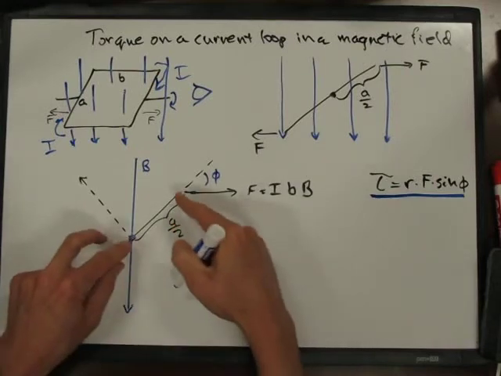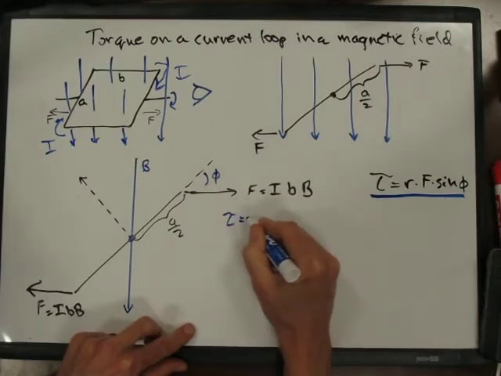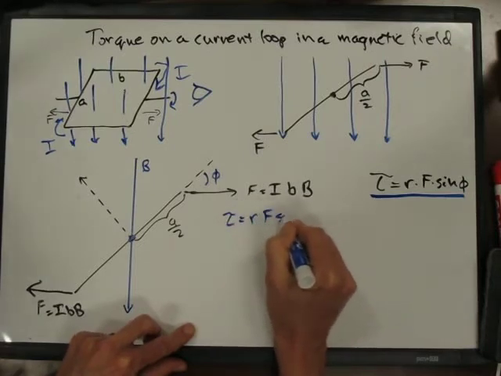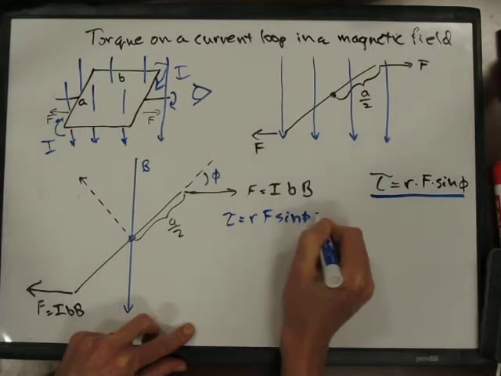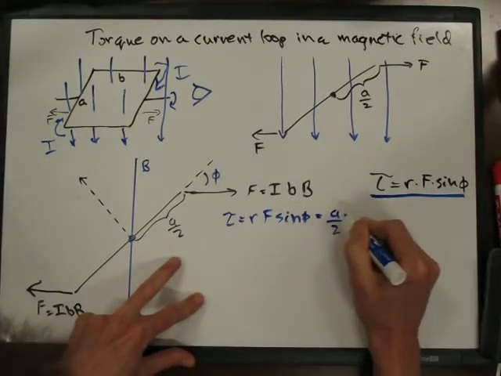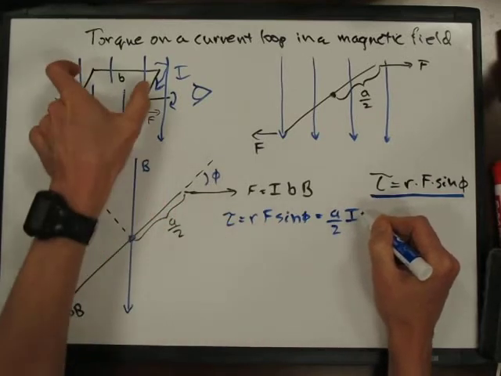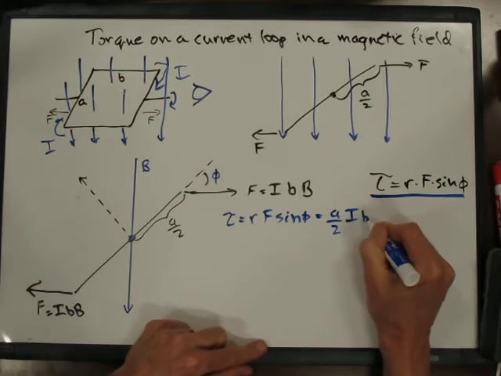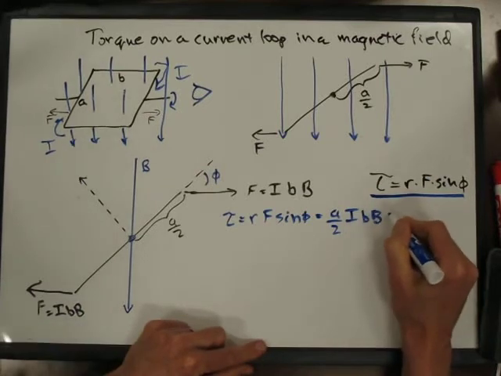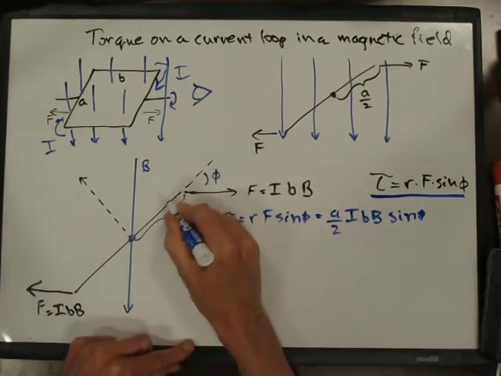And so if I were to calculate the torque due to this force, the torque is equal to R times F times the sine of the angle between them. Well, what is that? The R is just a over 2, and so it's a over 2. The F is just I times the length of the wire, which is little b, times the sine of the angle between the R, which is going this way.